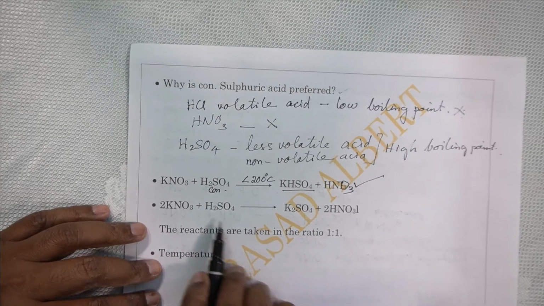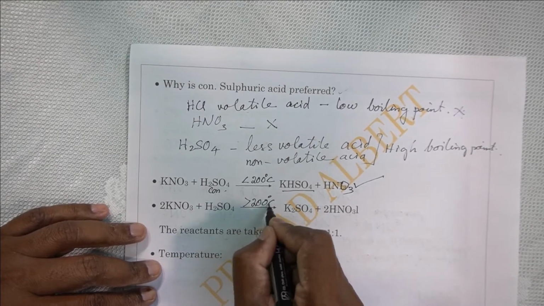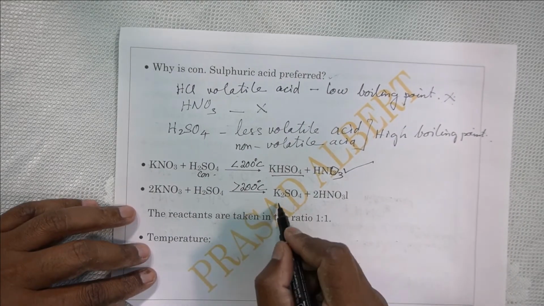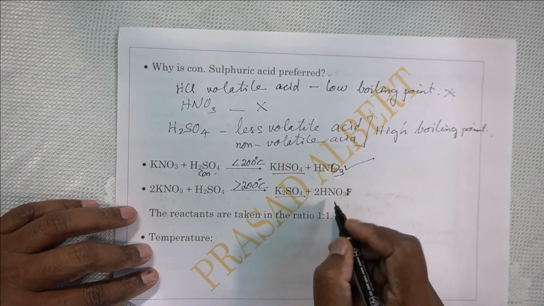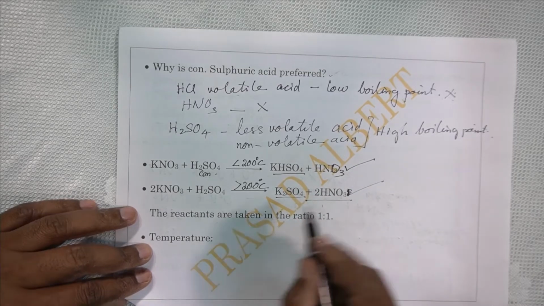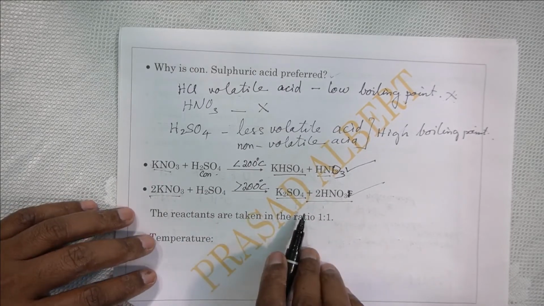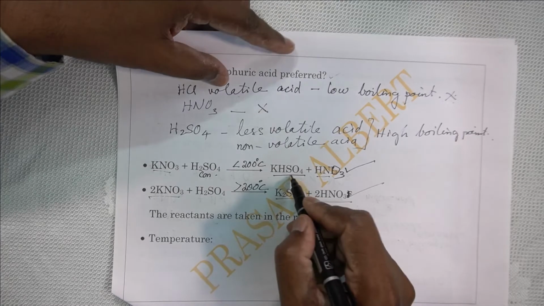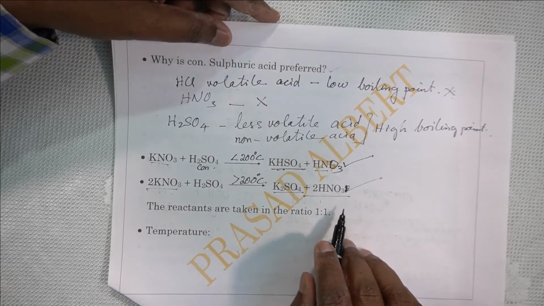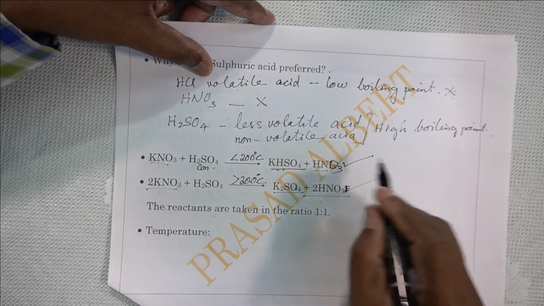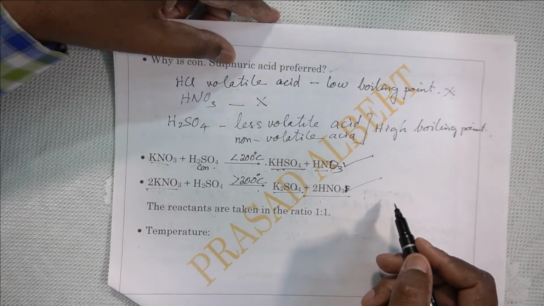Now the second one is when we heat it above 200 degrees Celsius. Here we get potassium sulfate and HNO3, nitric acid. So you have 2 HNO3, 2 KNO3. Here it is only 1 HNO3 and 1 KNO3. Both ways, the reactions are similar, except for the other product formed, potassium hydrogen sulfate and potassium sulfate. So nitric acid is obtained in both the reactions. One is below 200 degrees Celsius, the other is above 200 degrees Celsius.